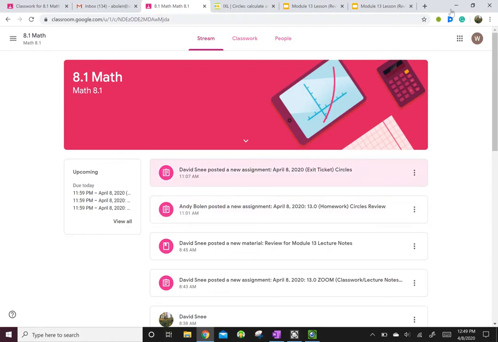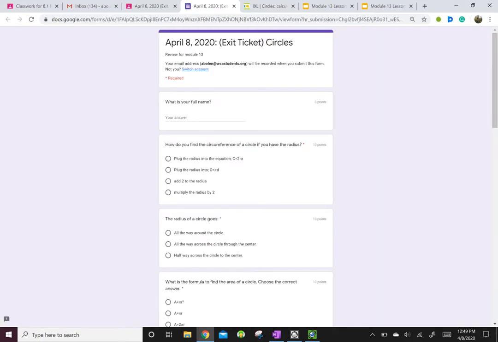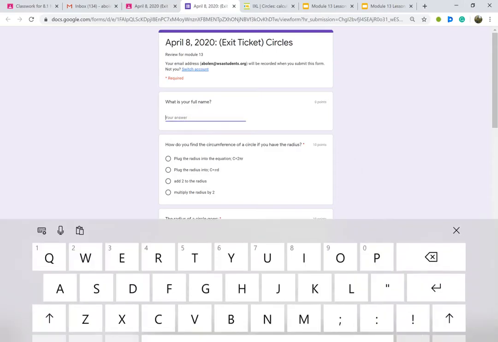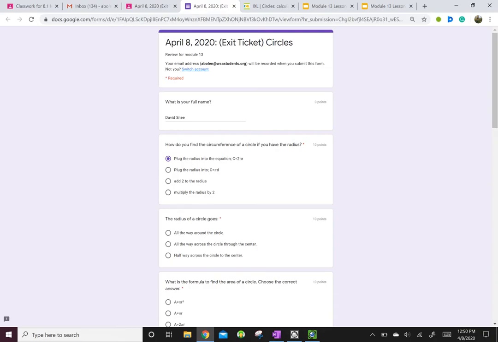Okay, after you practice that for a little while, you're going to go into your Google Forms exit ticket, and you're going to answer all these questions. It says type in your full name. You're going to type in your full name. Then you're going to find this. How do you find the circumference of a circle if you have the radius?